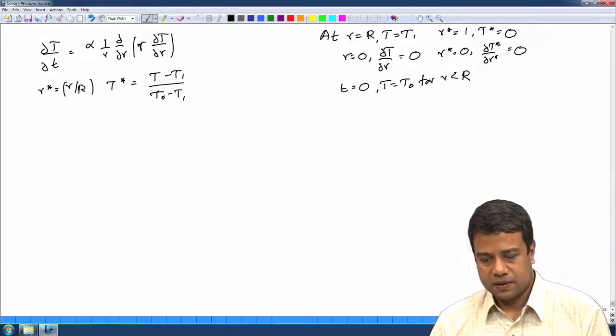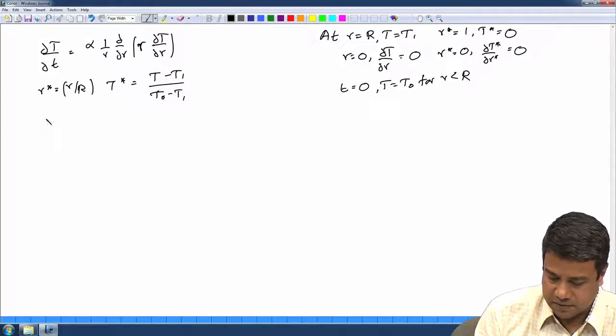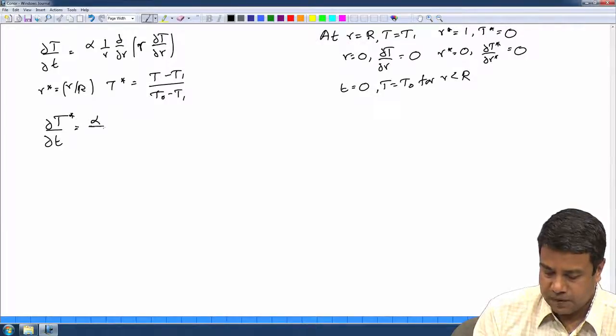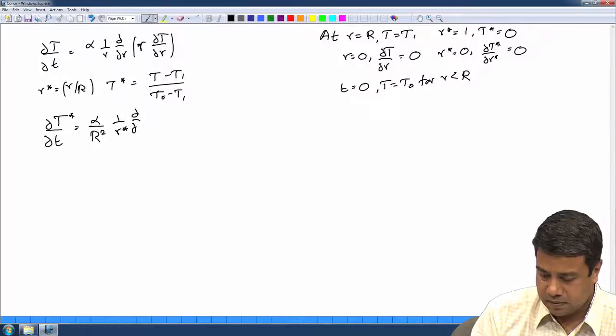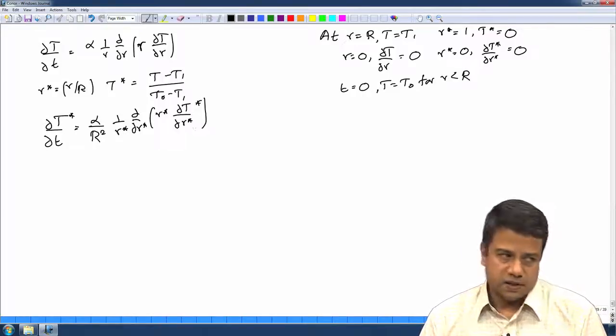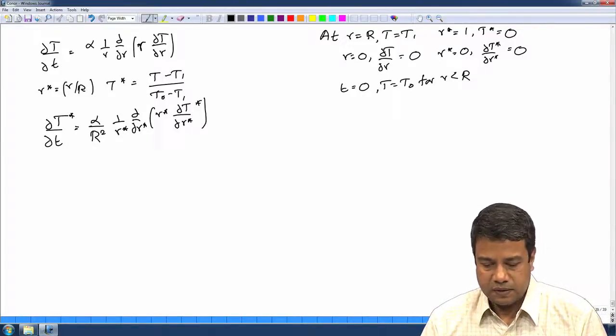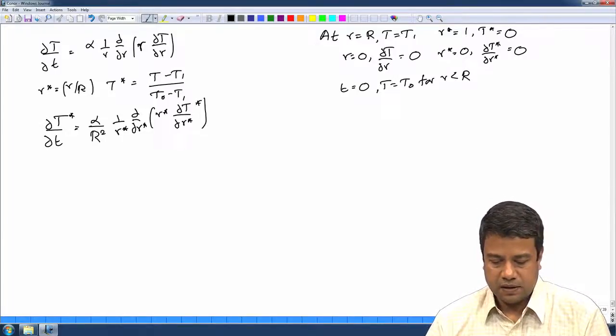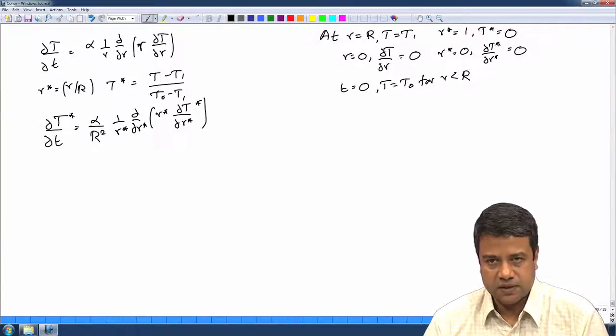Once I scaled it this way, you can easily verify that the equation becomes of the form partial T by partial t is equal to alpha by R square. The equation is linear in T and therefore, it is equidimensional. Therefore, I can just straight away convert T to T star, and I have two derivatives with respect to r and therefore, I will get a 1 over R square.